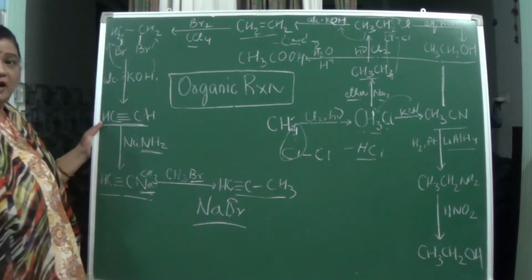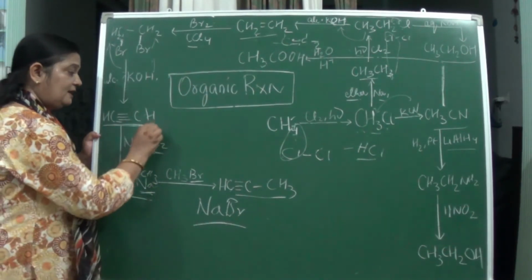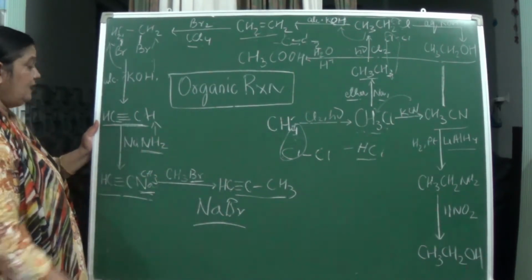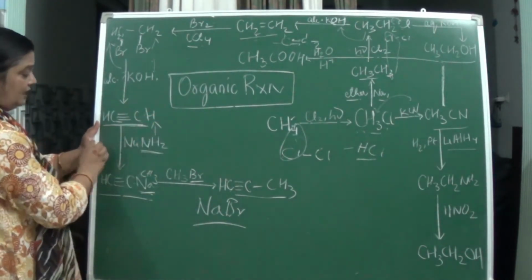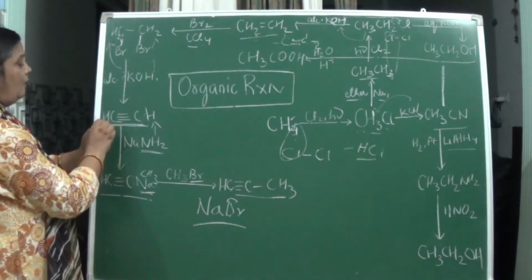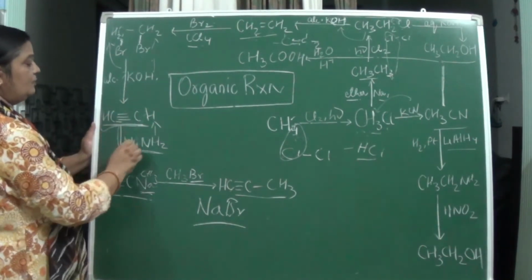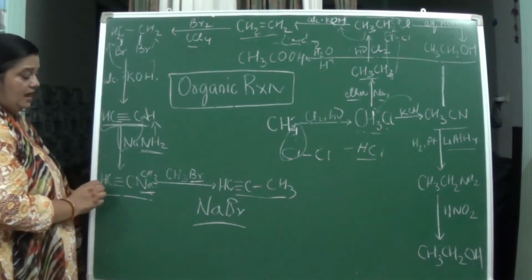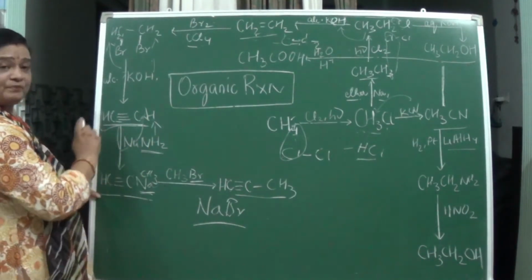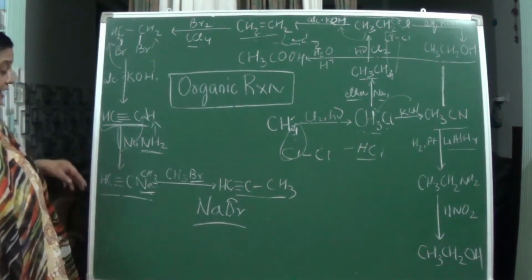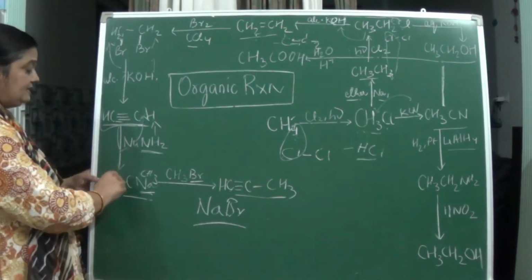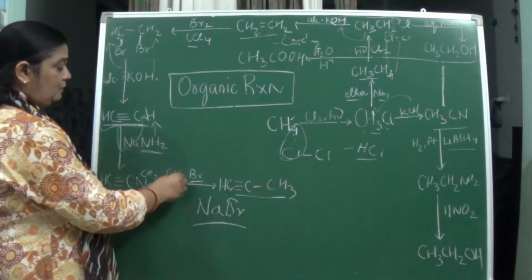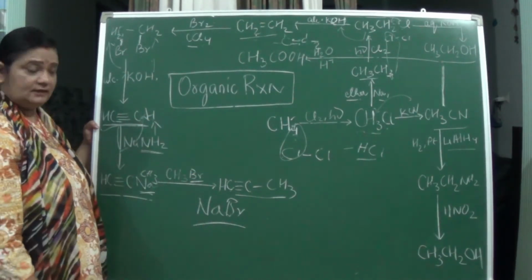this NH2 will try to become stable by taking one hydrogen from here, okay, and it will form NH3. So if it is forming NH3, naturally this compound will be formed now, because this Na will be shifting over here, so you will be getting the compound CH triple bond C Na, okay. Now in this CH triple bond CNa, we are going to add methyl bromide, CH3Br.